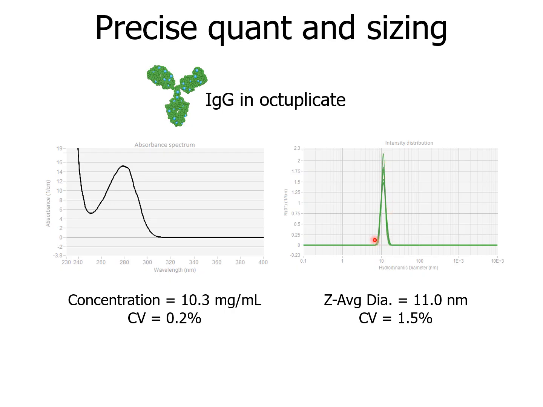You can see how the 8 samples overlay very nicely, and they're giving us an average size, or a z-average diameter, which is a weighted average of diameter based on light scattering intensity, and that average is about 11 nanometers, which is what you'd expect typically for an antibody sample. The precision of this measurement is also quite excellent at about 1.5% for our 8 individual wells.